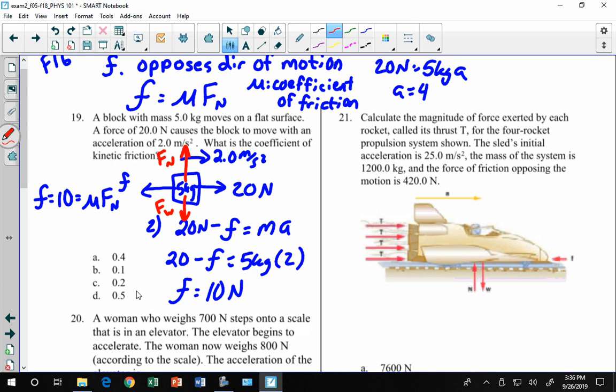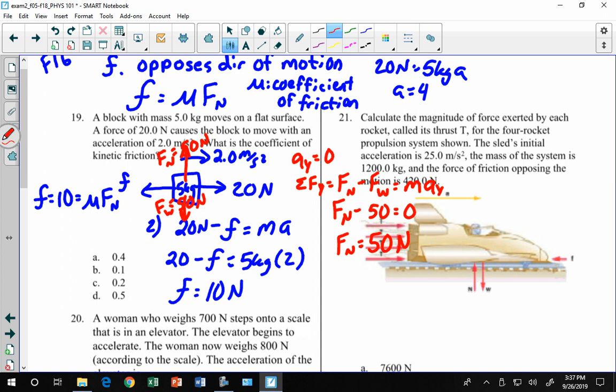You're right, 50. Because my weight is equal to 50 newtons, my normal force is equal to 50 newtons. I know that because a_y is equal to 0. The sum of the forces in the y direction equals Fn minus Fw, and that is equal to m a_y, which is 0. Fn minus the weight, which is 50, equals 0. So Fn equals 50 newtons.